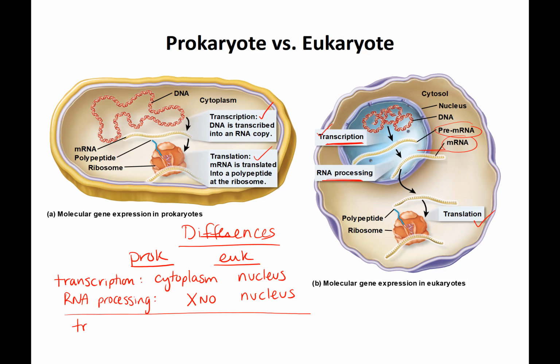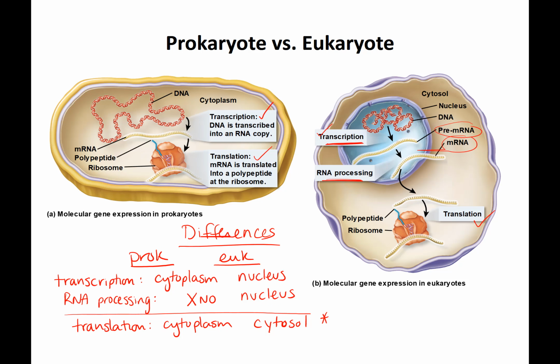Similarity, translation for both happens in the cytoplasm or the cytosol. So remember the difference between cytoplasm and cytosol. Cytoplasm is all the fluid within that plasma membrane, and cytosol is all the fluid minus the organelles, right? And since prokaryotes don't have membrane-bound organelles, they just have cytoplasm. Eukaryotes technically have cytoplasm and cytosol.